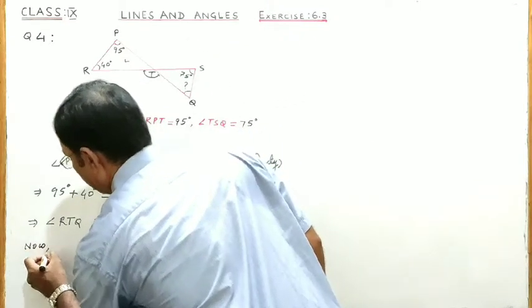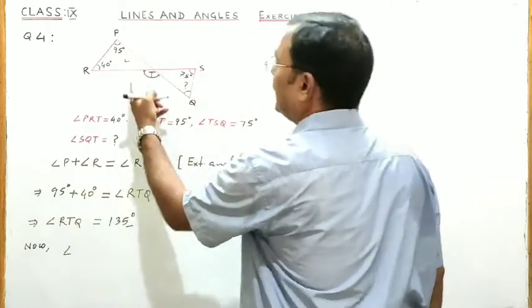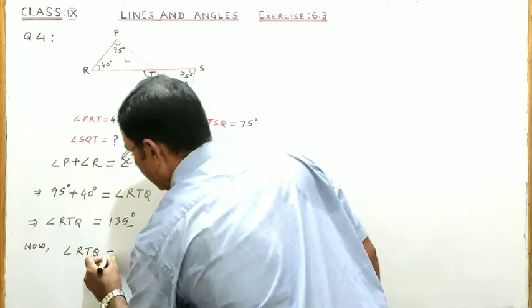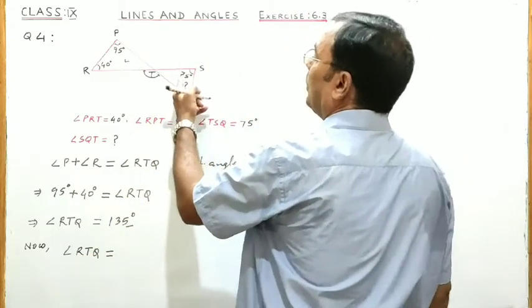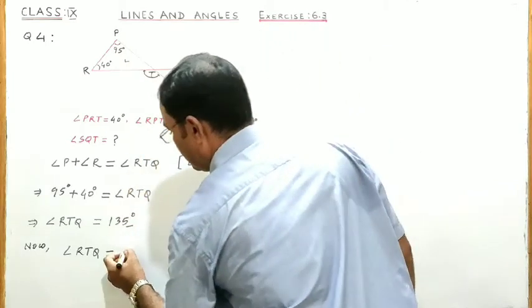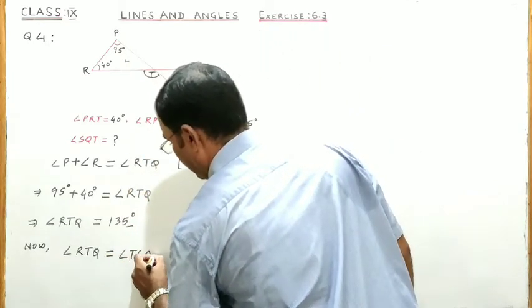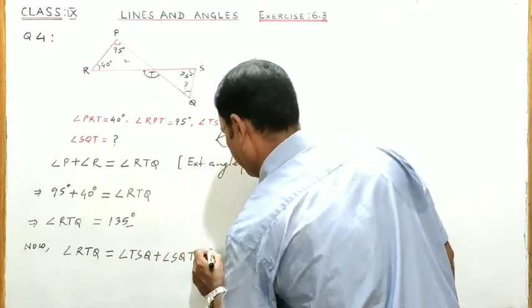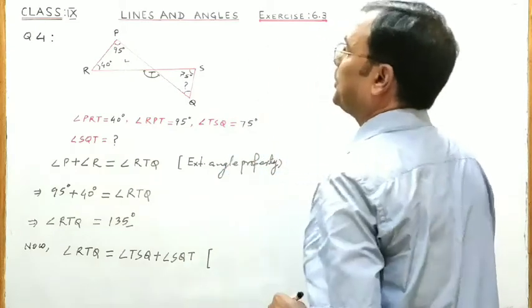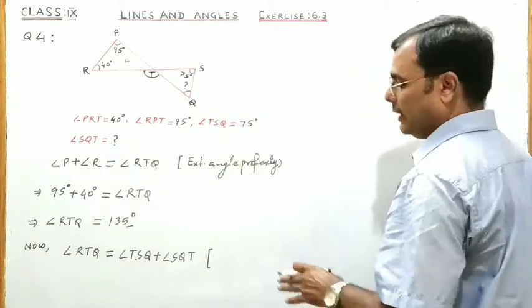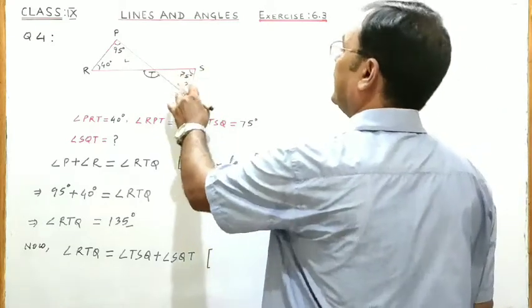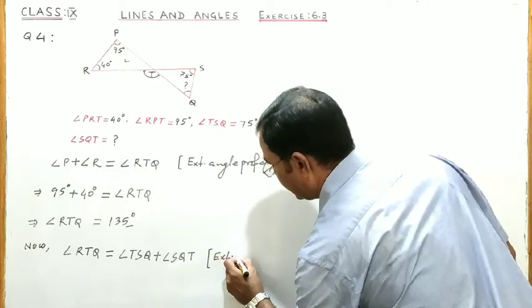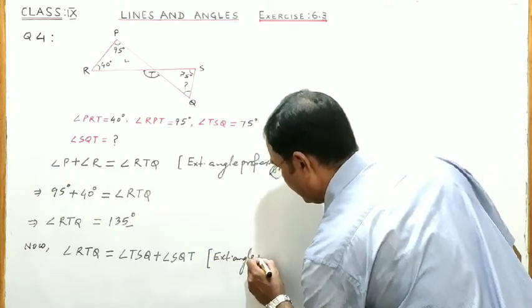Now angle RTQ is equal to angle TSQ plus angle SQT, by the exterior angle property, because angle RTQ is also the exterior angle for triangle SQT. So here we can write the exterior angle property.